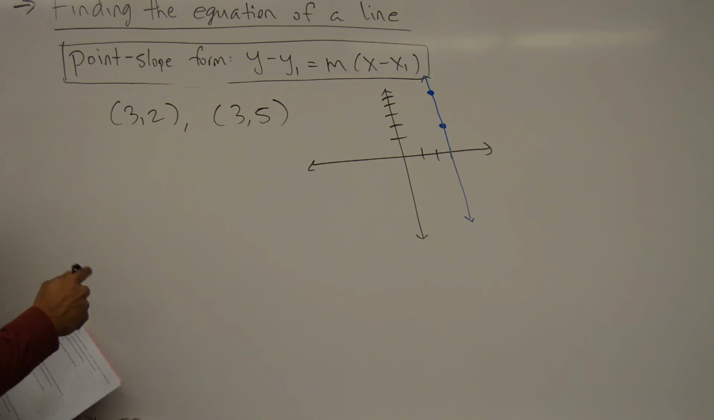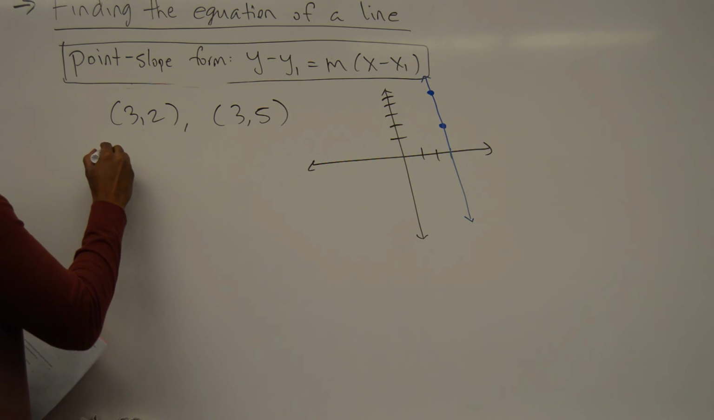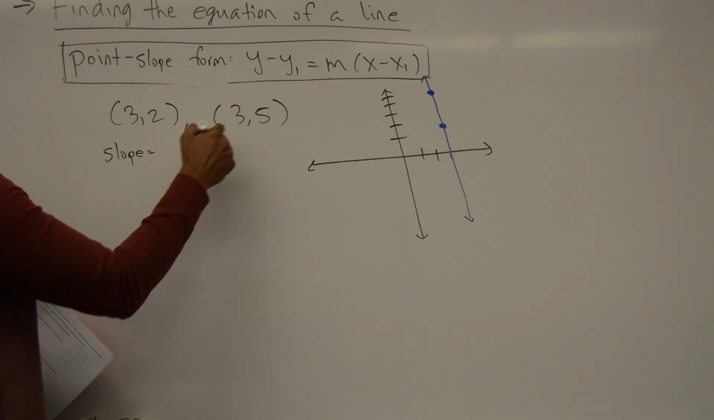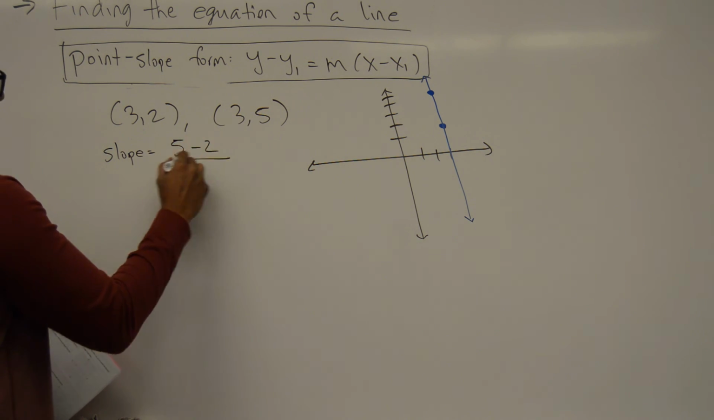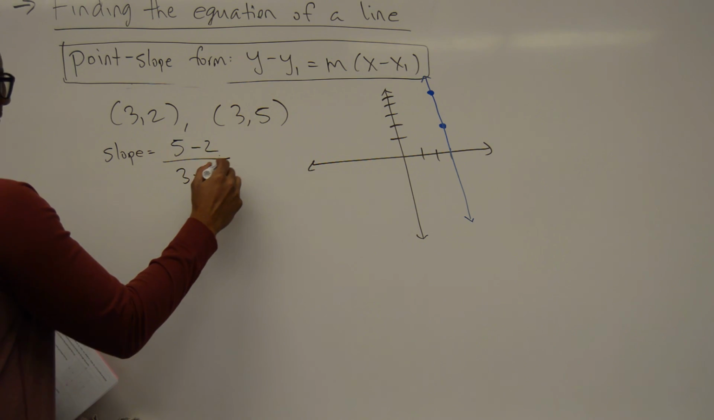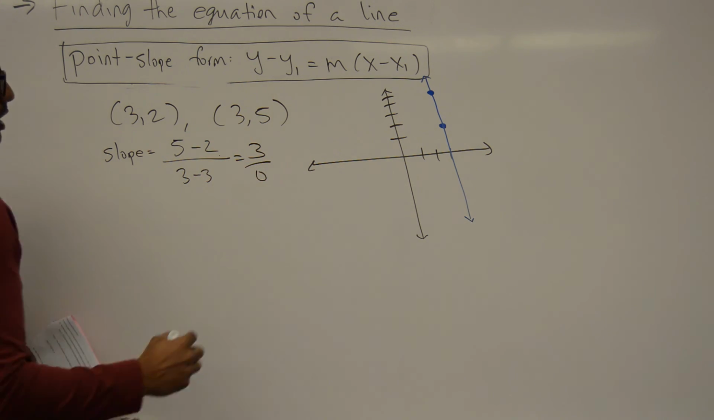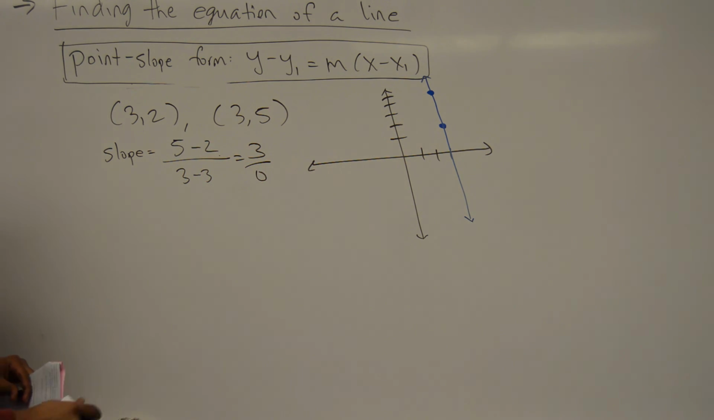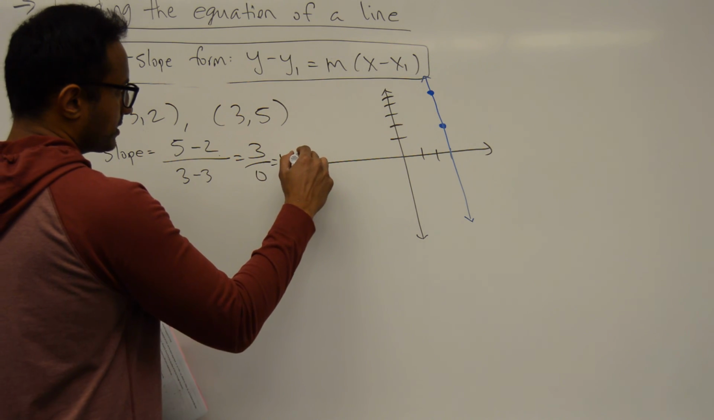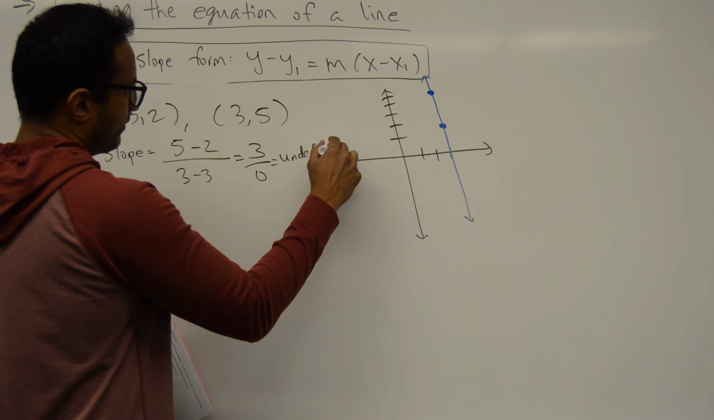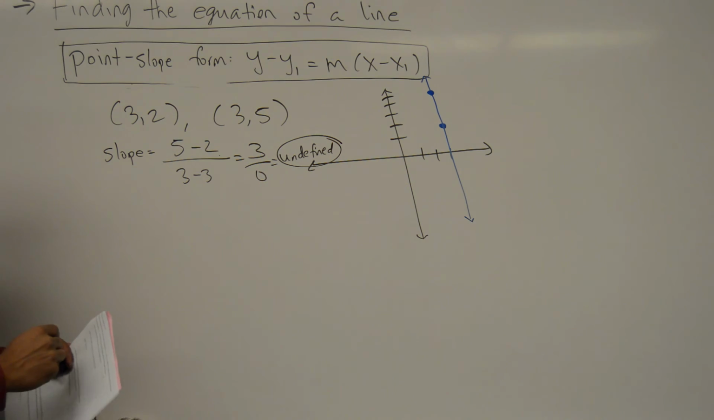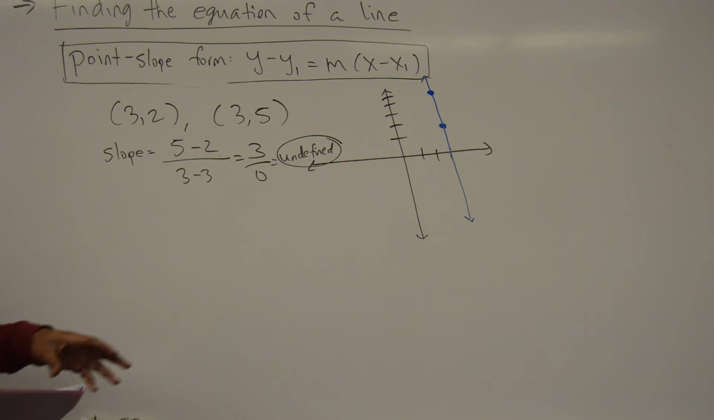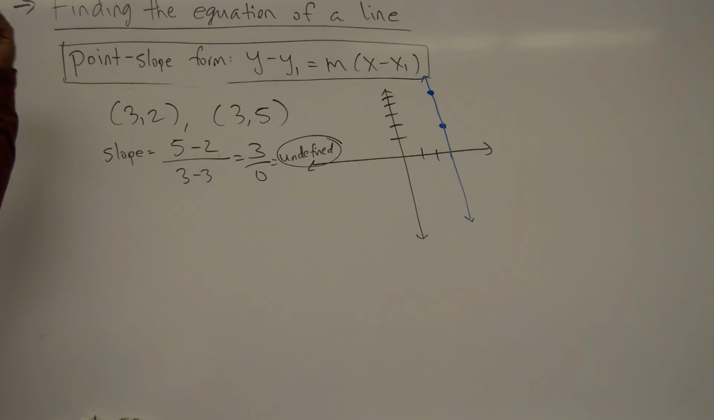The first step is find the slope. Okay, so our slope is going to be y2 minus y1 over x2 minus x1. So that's 3 over 0. But if you divide by 0, guess what? That is undefined. 3 divided by 0 is undefined. How do I plug in an undefined slope into point slope form? I can't.